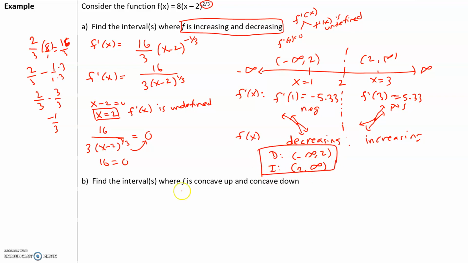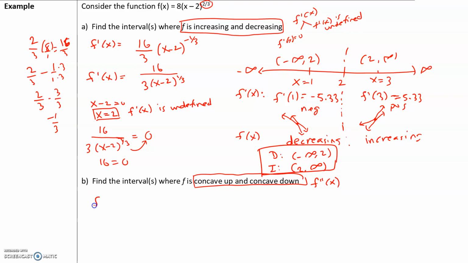Next, find the interval or intervals where f is concave up and concave down. So anytime you want to determine concavity, concave up, concave down, this is the second derivative test. So let's take the second derivative.